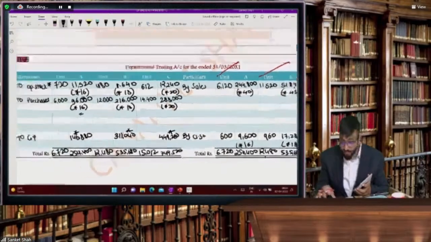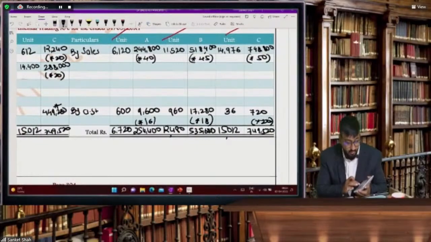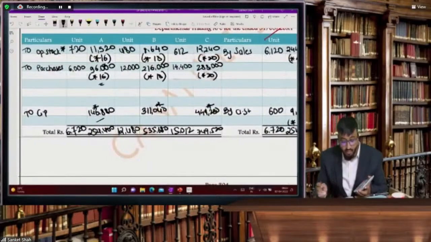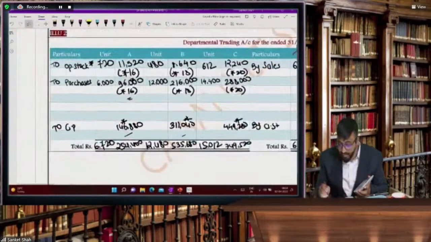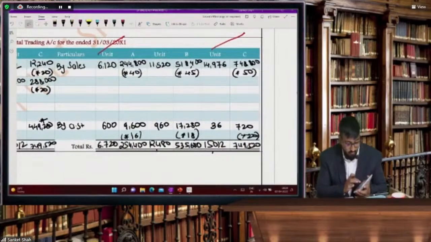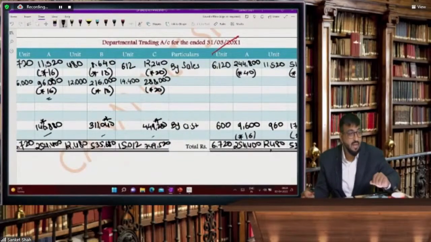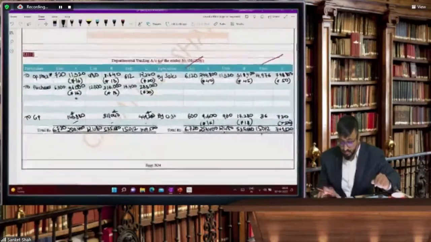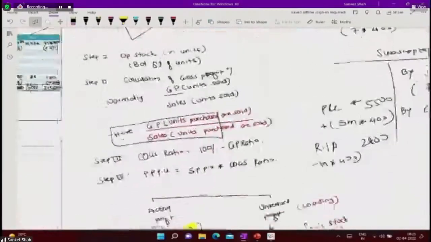Correct? Now let's do one thing. Now cross tally. Take on calculator 244,800 sales multiplied by 60%. 146,880. Now 518,400 into 60%. And last one, 449.28. It is done. Yes, you can take a screenshot. You just want to write these steps.